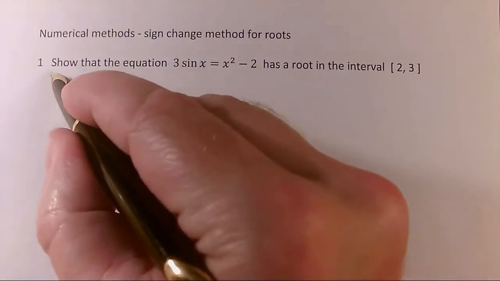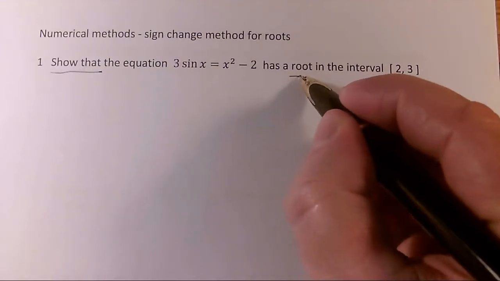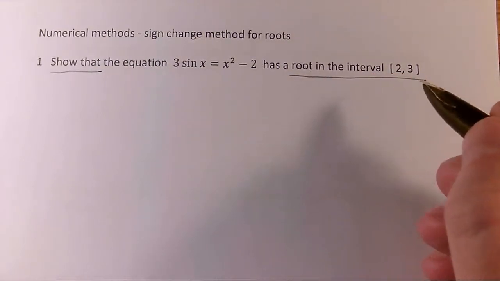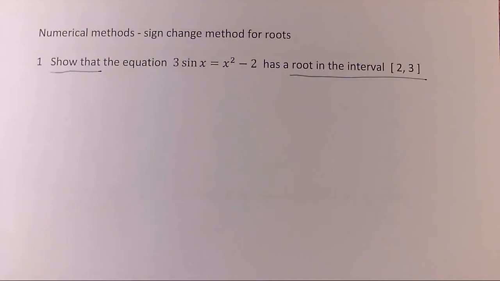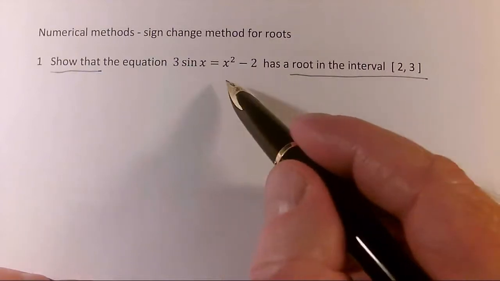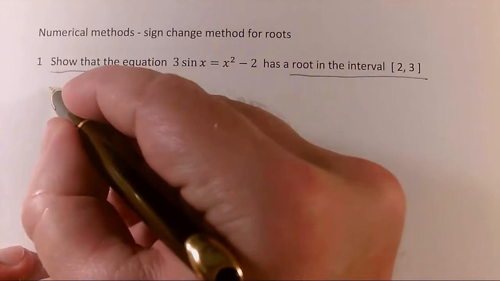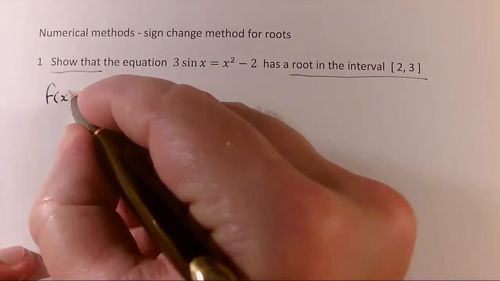Okay, this is a "show that" question. They're giving us the endpoints, which is that this equation has a root in this interval. To show there's a root in a particular interval, we need to use the sign change method. To get started with the sign change method, we need an equation that has naught on one side. So this equation is not ready yet. We need to arrange it into the form of an f of x that equals 0.